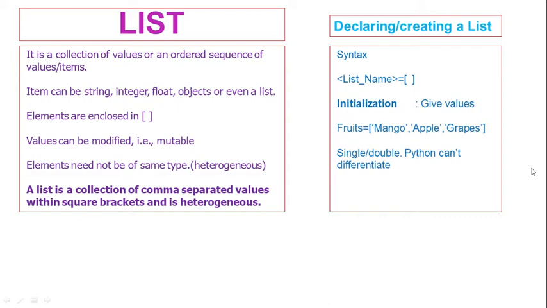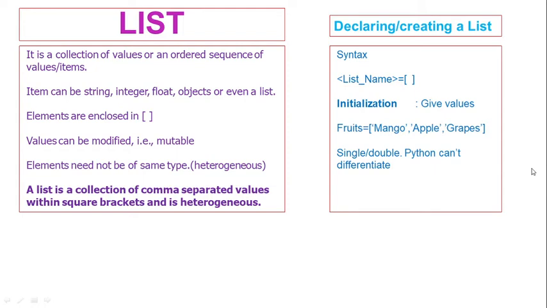A list is a collection of comma separated values within square brackets, and it can be heterogeneous. That's the right point. So this is what actually a list is. Then we get the idea of what a list is.